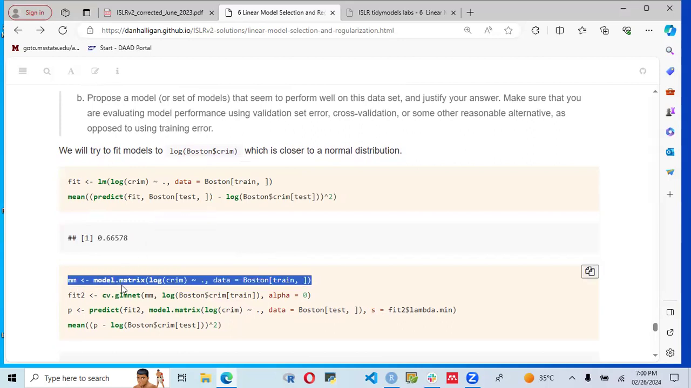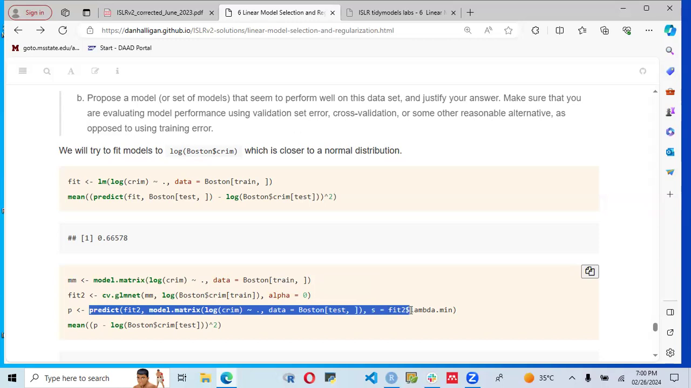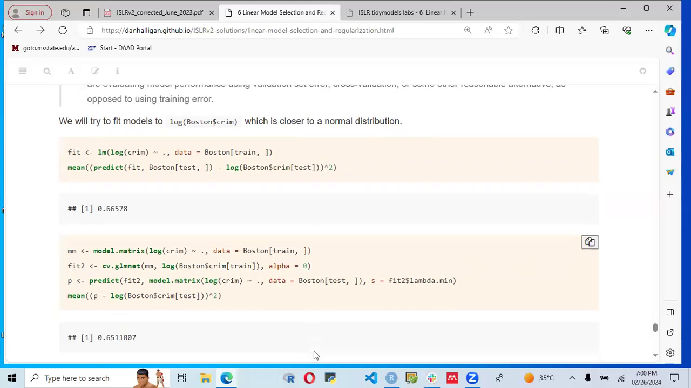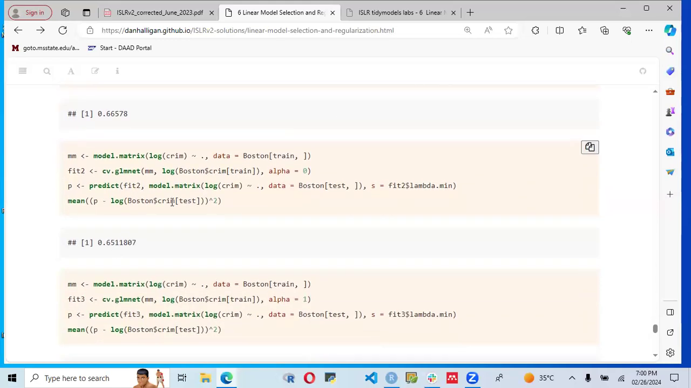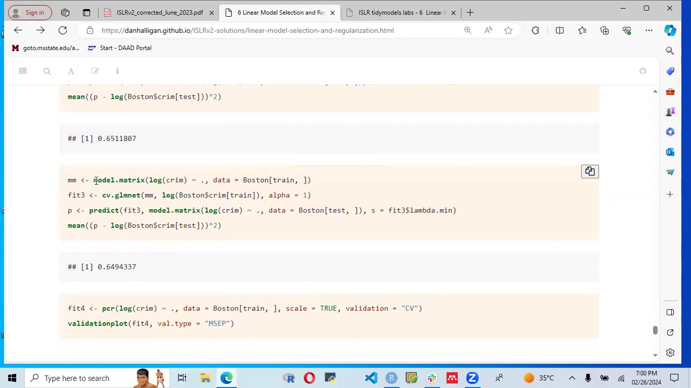So we also fit another model for the crime on the training data set. We use the glmnet approach. We run predictions. So we look at the mean error for the test set, which is 0.65. So we also do the same thing. We fit the same model by log transforming the response.